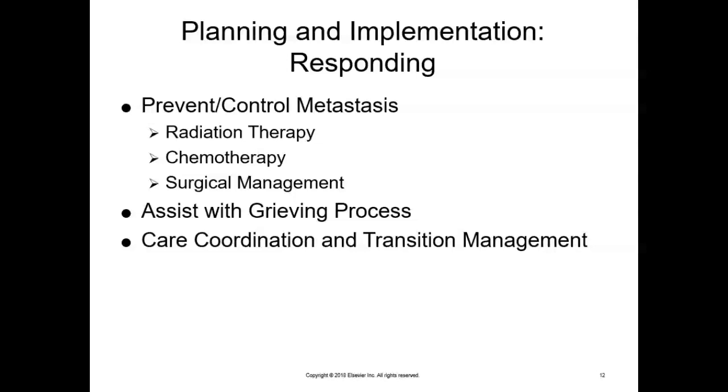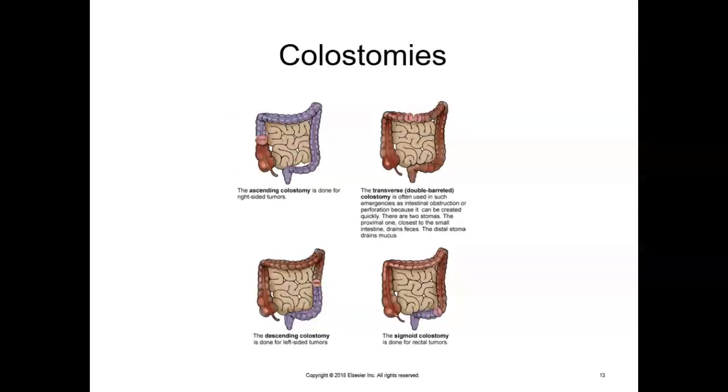In regards to the operative procedure, for a colon resection, the portion of the colon with the tumor is excised and the 2 open ends of the bowel are irrigated before anastomosis or reattachment of the colon. If an anastomosis is not feasible because of the location of the tumor or inflammation of the bowel, a colostomy is created. A temporary or permanent colostomy may be created in the ascending, transverse, descending, or sigmoid colon. The ascending colostomy is done for right-sided tumors. The descending colostomy is done for left-sided tumors.